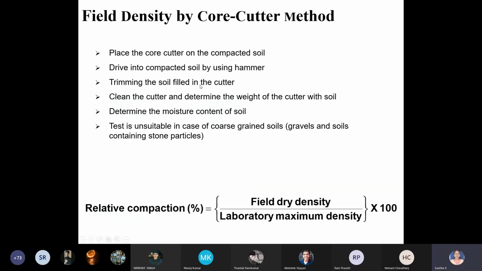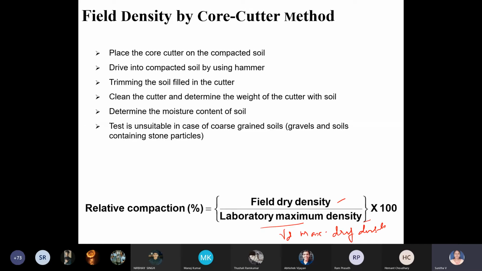Relative compaction is the field dry density divided by the laboratory maximum density. The laboratory maximum density is your gamma d, the maximum dry density that you obtain from the Proctor test. So what you can attain in the field divided by the laboratory maximum density, multiplied by 100, is called the relative compaction.